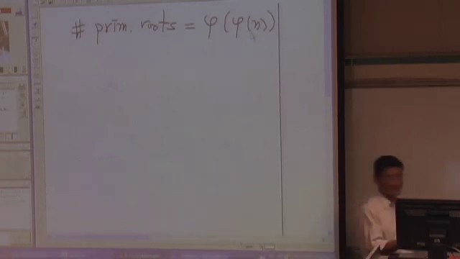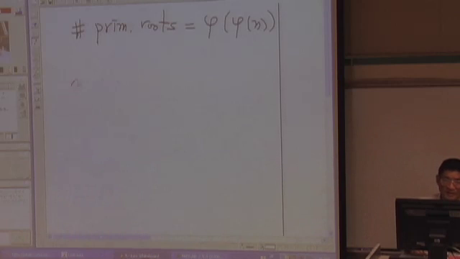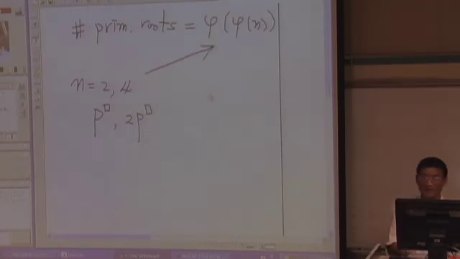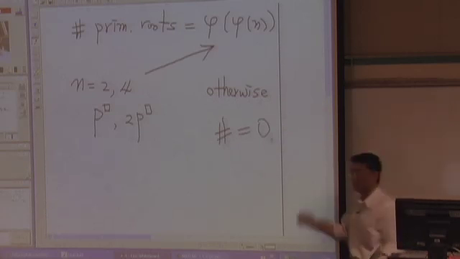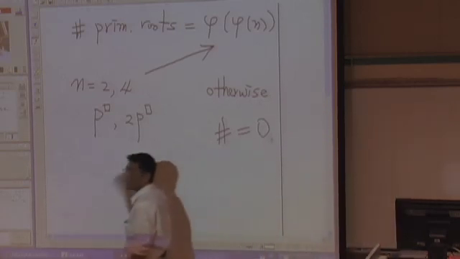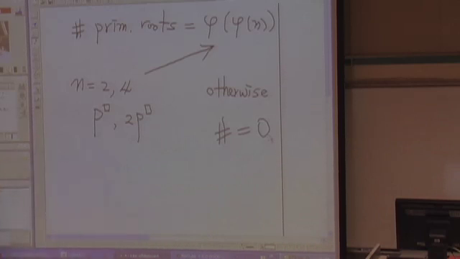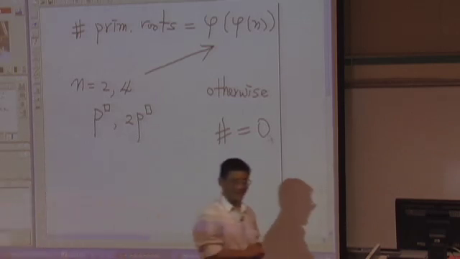Then when does it exist? When n equals 2, 4, an odd prime power, or 2 times an odd prime power, then it exists. Otherwise, the number of primitive roots equals 0. Done. So we are more interested in this kind of theoretical stuff. Find the number of primitive roots. Then it is a bonus question, if it's asked. It's very easy.